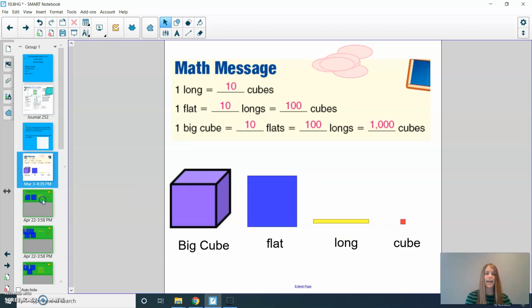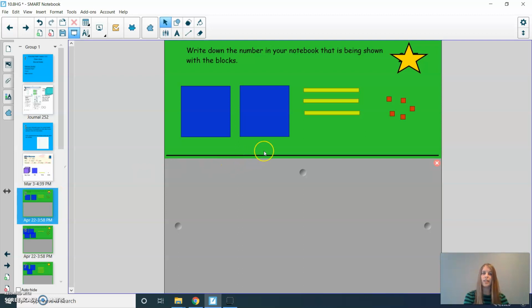So on these next slides, I'm going to ask you to write down the number in your notebook that is being shown with the blocks. So write down how much you see and then press play to hear the answer. If you wrote down 235, you are correct.